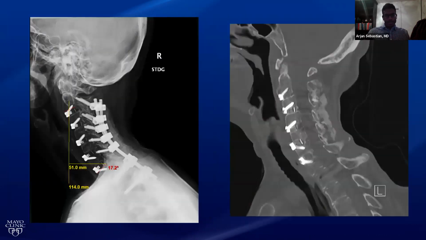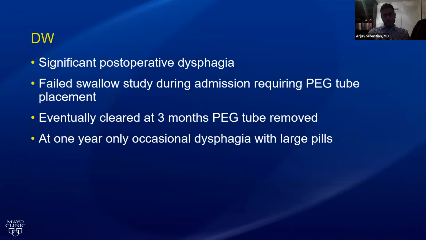And then here at 1 year follow-up, she demonstrated a solid arthrodesis and fairly well-maintained alignment. She did have significant post-operative dysphagia, and so she did fail her first swallow study. We did place a PEG tube because of this. She did clear this in 3 months and it was removed. She still has some occasional dysphagia with large pills, but otherwise tolerates a full diet and no other post-operative complications.